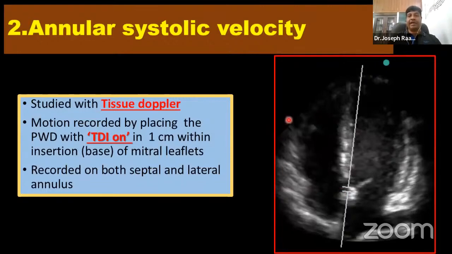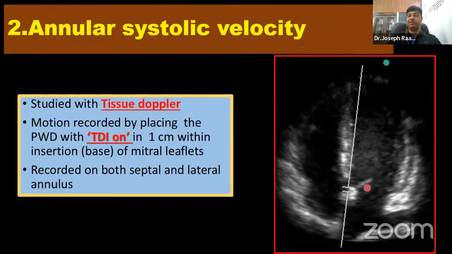The second thing is our annular systolic velocity. Here we are not analyzing the velocity of the blood flow; we are analyzing the velocity of the tissue, that is the annulus of the mitral valve. It can be done both in the septal as well as in the lateral. Since the velocity of the tissue is not as high as that of the blood flow, we need to filter the higher velocities. For that, we need to employ what is called tissue Doppler imaging. So by keeping your sample volume at the base, within 1 centimeter at the insertion of the annulus, you then switch on the TDI, that is, tissue Doppler imaging mode.